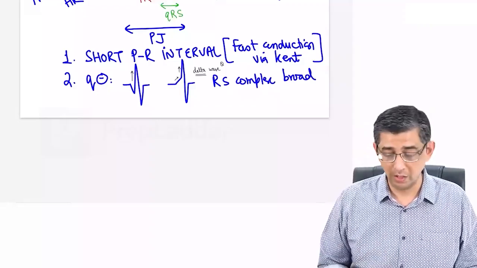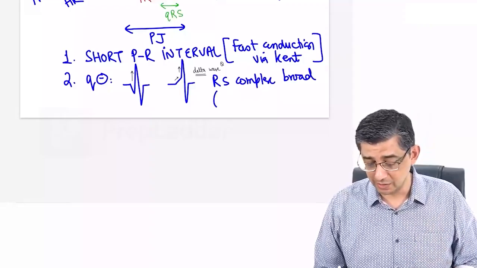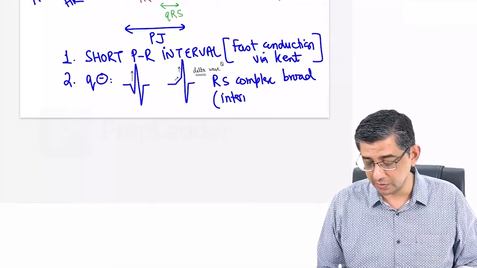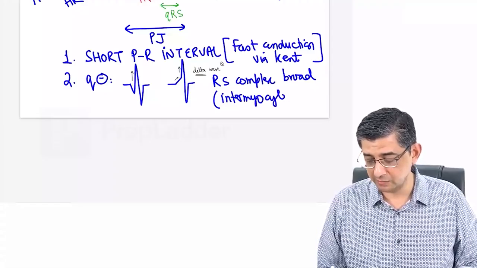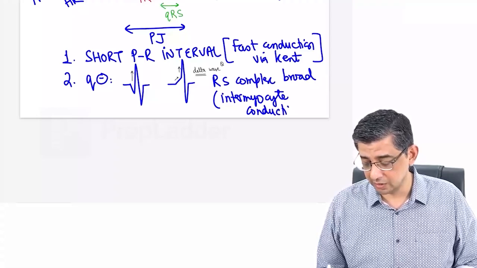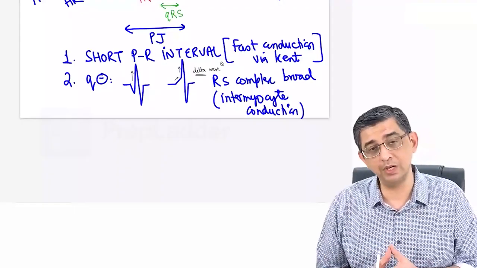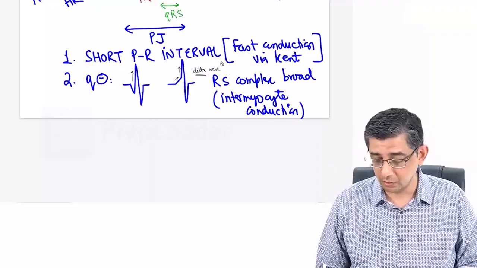Now, why is it broad? One, this change in the slope will contribute to slight broadness. The second reason for the broadness here is intermyocyte conduction. Remember, I said the concept of physiology. Intermyocyte conduction is slower than any other conduction fiber in the heart, in a sense that Purkinje is the fastest one, so this has to be relatively slower. So when I say slower, it will be broad.